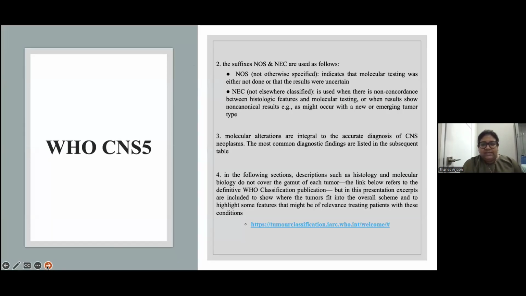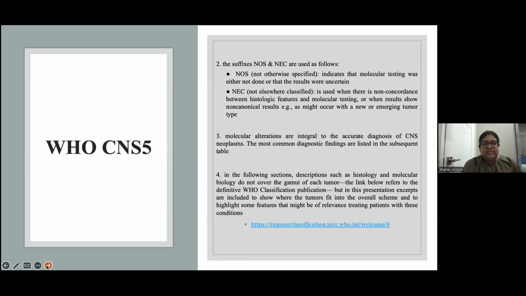The suffix NOS, not otherwise specified, indicates that molecular testing was either not done, or that the results were uncertain. And NEC, not elsewhere classified, is used when there is non-concordance between histological features and molecular testing, or when results show non-canonical results, for example, as might occur with a new or emergent tumor type.